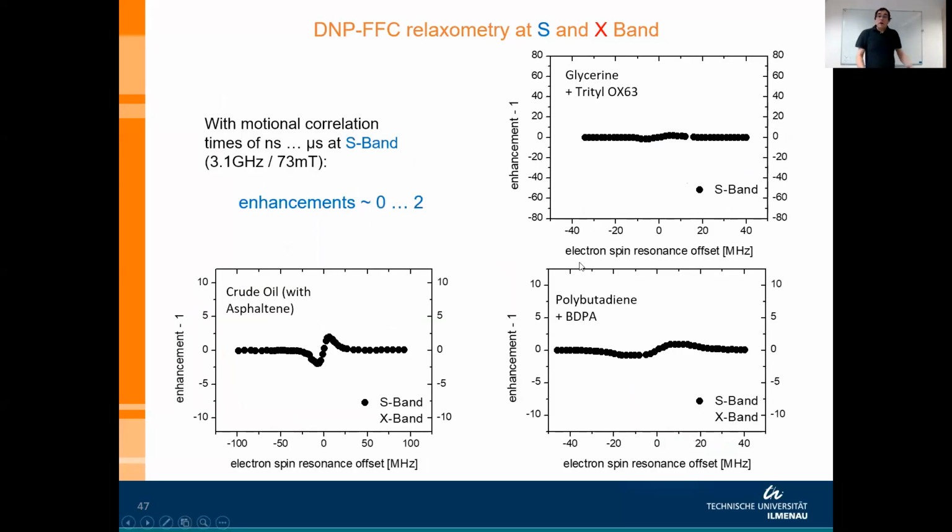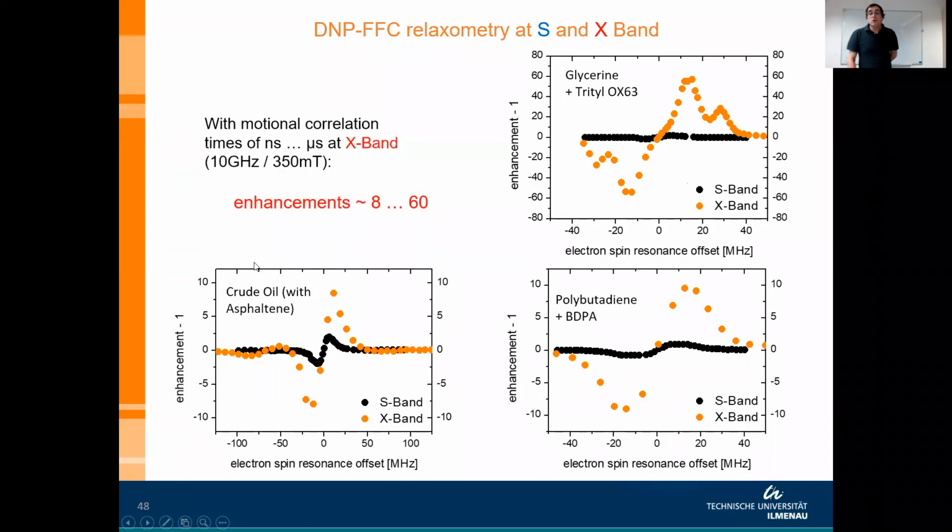Now let's compare S-band and X-band in different systems. Here we have trityl in glycerin, a very viscous system. We have polybutadiene with BDPA, and then crude oil containing asphaltene, because most people think the radicals are in the asphaltene. And then you see the enhancement curves done by the DNP experiment. You see little enhancement, very little. In crude oil, you see something.